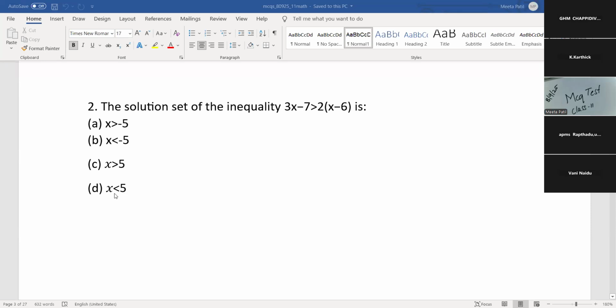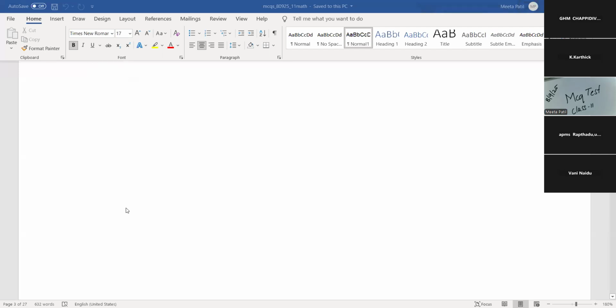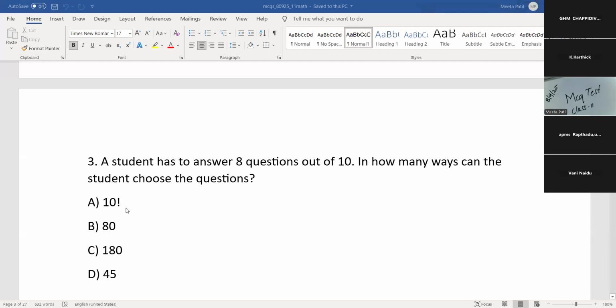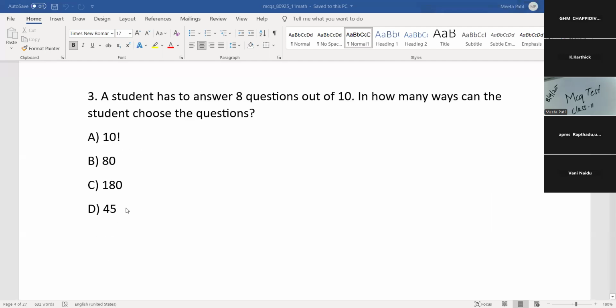Okay, so we will move to the next question. That will be the third question. A student has to answer 8 questions out of 10. In how many ways can the student choose the questions? Option A will be 10 factorial, option B is 80, option C is 180, and option D is 45.